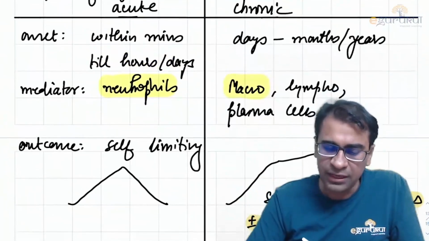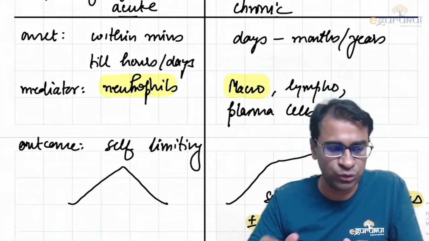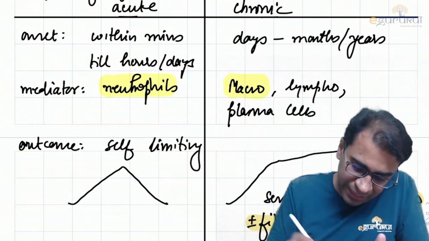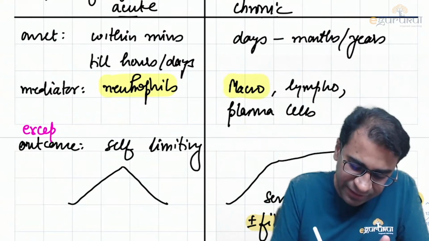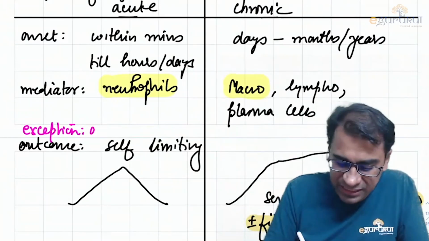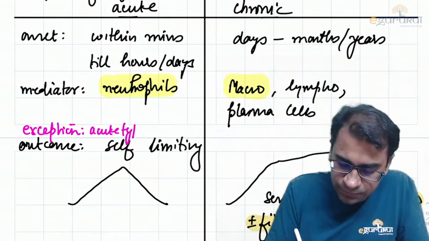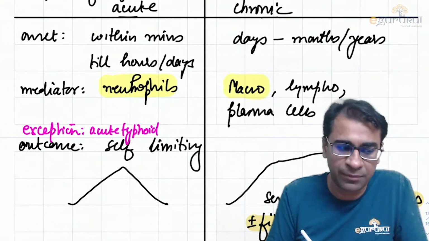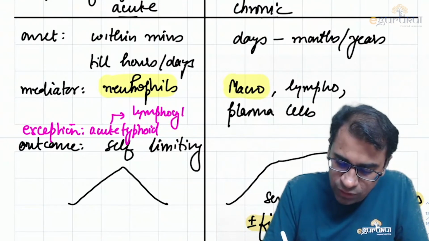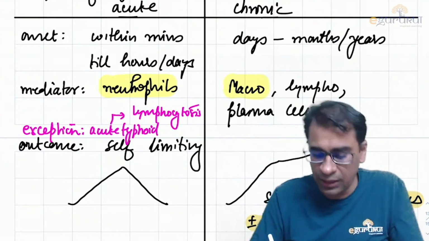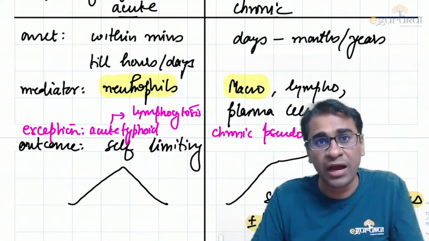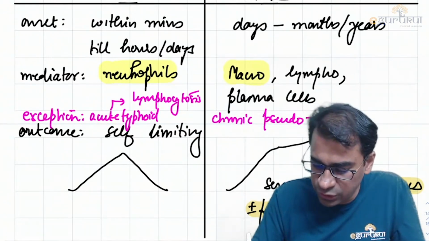Acute inflammation mainly starts with neutrophils, but yes, there are a few exceptions. In the exception category, acute typhoid fever has lymphocytosis, and chronic pseudomonas infection has neutrophilia.